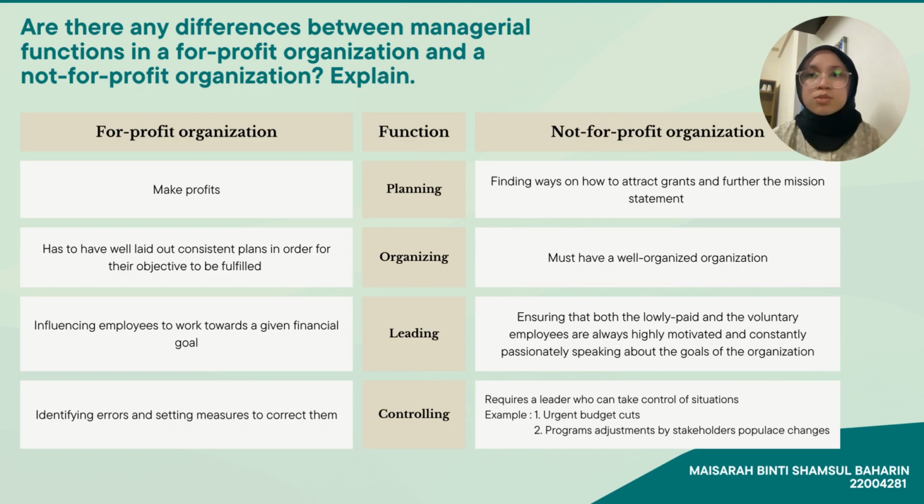Alright, as we all know, the four functions approach, which are planning, organizing, leading, and controlling. So I will be explaining the differences of for-profit organizations as well as not-for-profit organizations from these four functions. First of all, as we can see in the slide, for instance, a not-for-profit manager's key goal is to make plans on how to attract grants and further the mission statement, while a for-profit manager's main concern is to make profits.